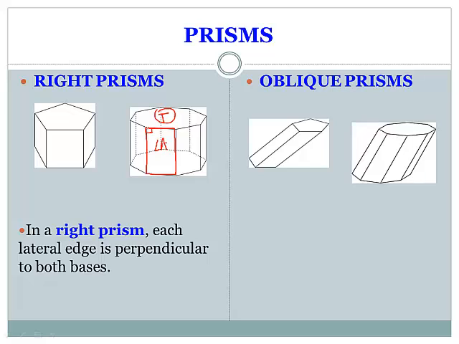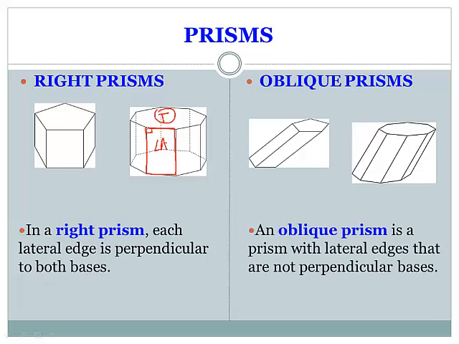If you have something that's slanted on its side, we call that an oblique prism. An oblique prism is a prism with lateral edges that are not perpendicular. If you notice, this angle right here is not a right angle with the top and the rectangle here. So there are many different forms of oblique prisms and right prisms that we'll be dealing with.